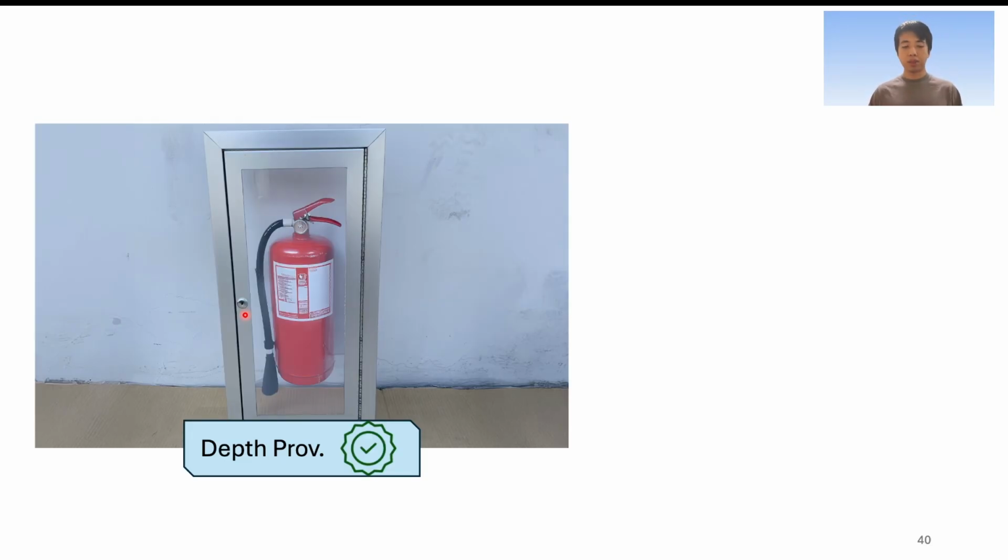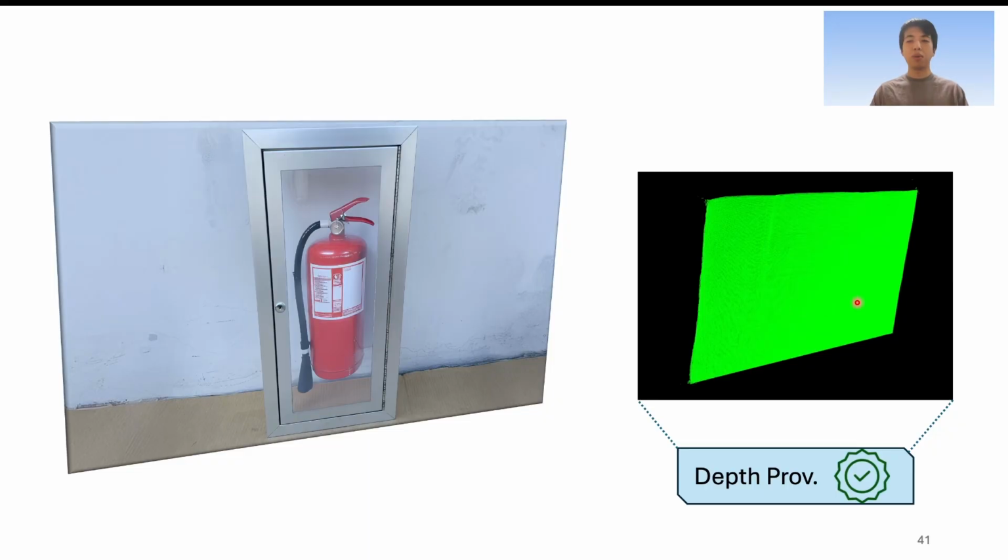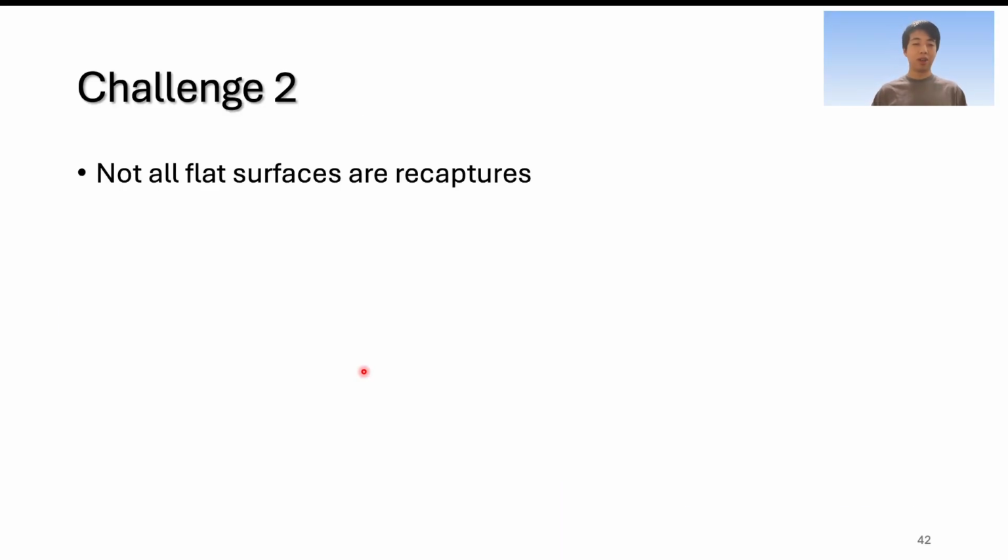With this depth-enabled provenance, let's now look back at this Farrukh cabinet example. With the help of depth provenance, we can recreate a 3D point cloud of this photo. And as you can see here, it is a flat surface, which doesn't really align with what we have in mind for this photo. So, problem solved. We can just simply flag all flat surfaces as recaptures, right? Well, we're not there yet.